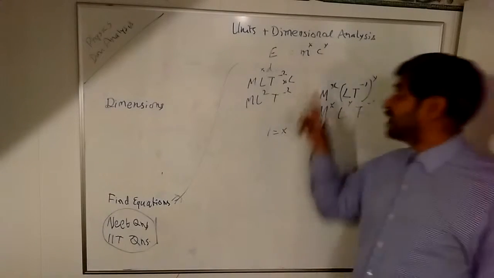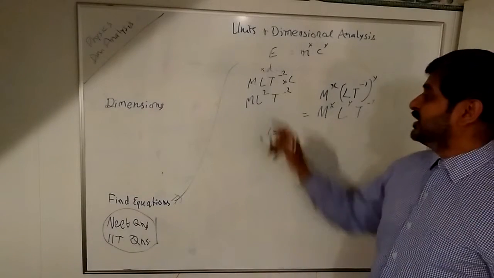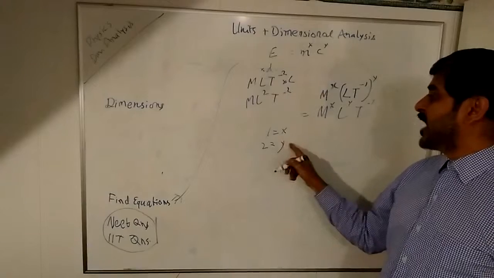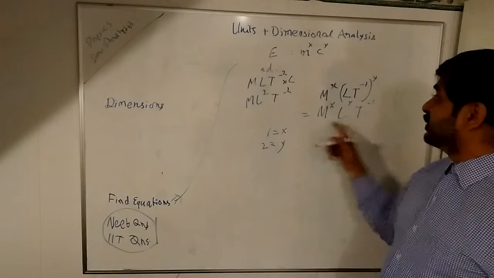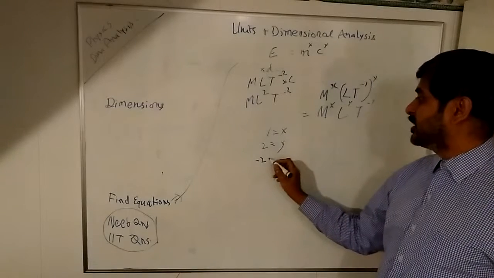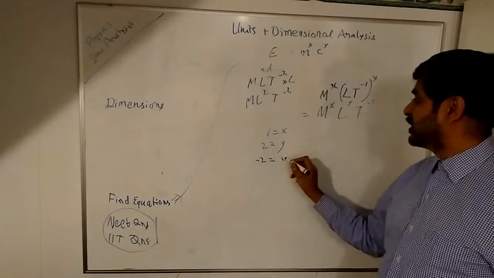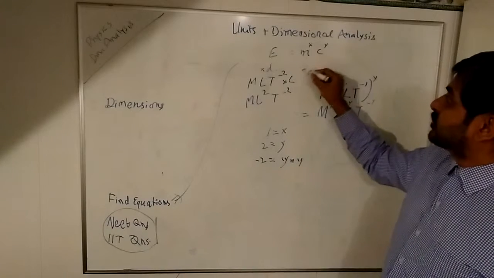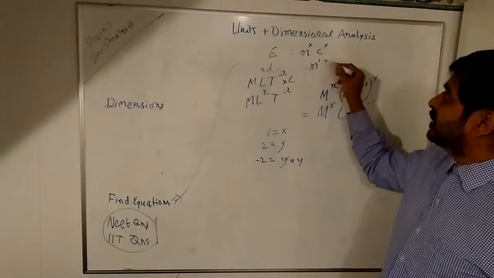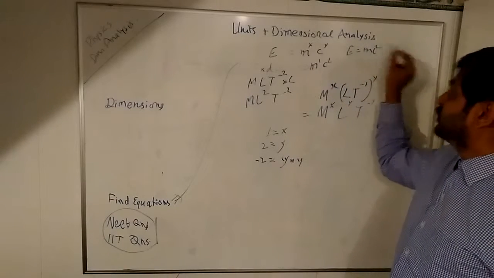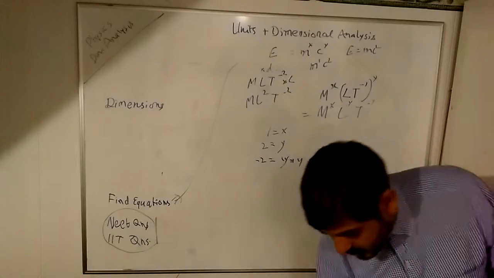Now we need to find out y. So we have L square, so 2 is here, and L is to the power of y here, so y is equal to 2. We can verify if this is good or not by using a third equation. T to the power minus 2 here is equal to T to the power minus y here. So this also gives y is equal to 2. So we verify that this formula is going to be m to the power 1 and c to the power 2, and this is the famous E is equal to mc square derived from dimensional analysis.